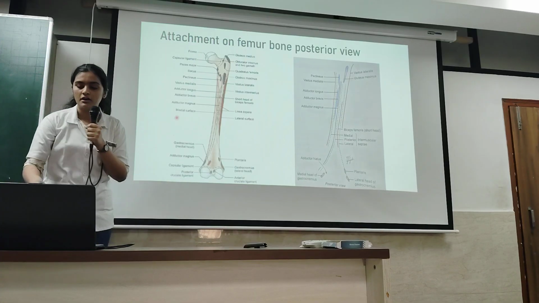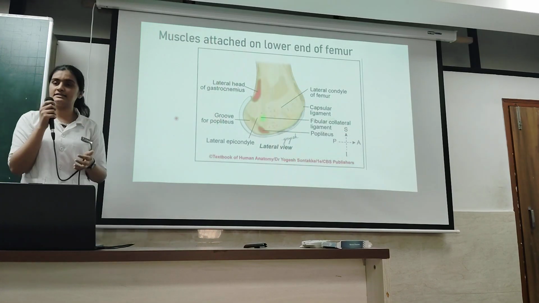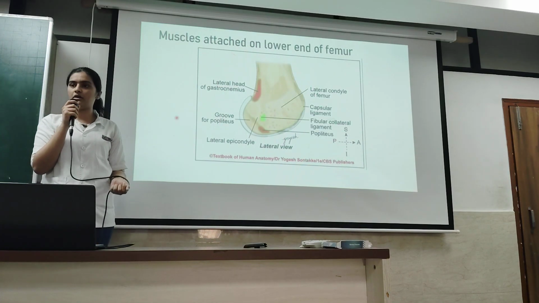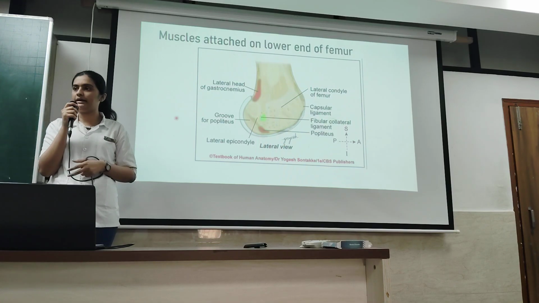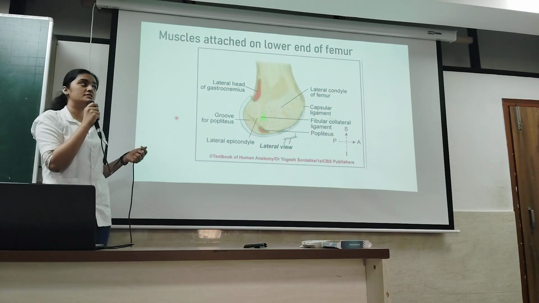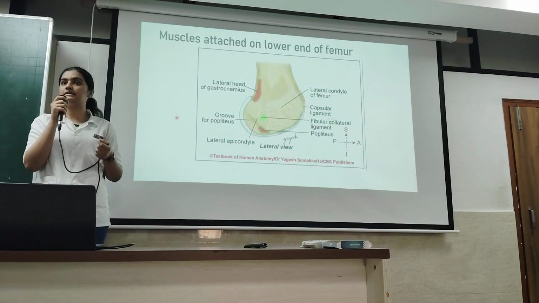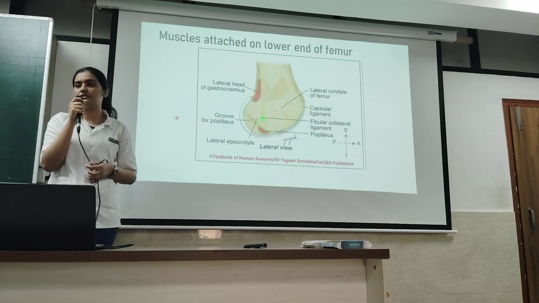So as we discussed the muscles attached to the femur on the head, shaft and lower end, any damage or paralysis of these muscles would bring difficulties in the movements carried out by these particular muscles.